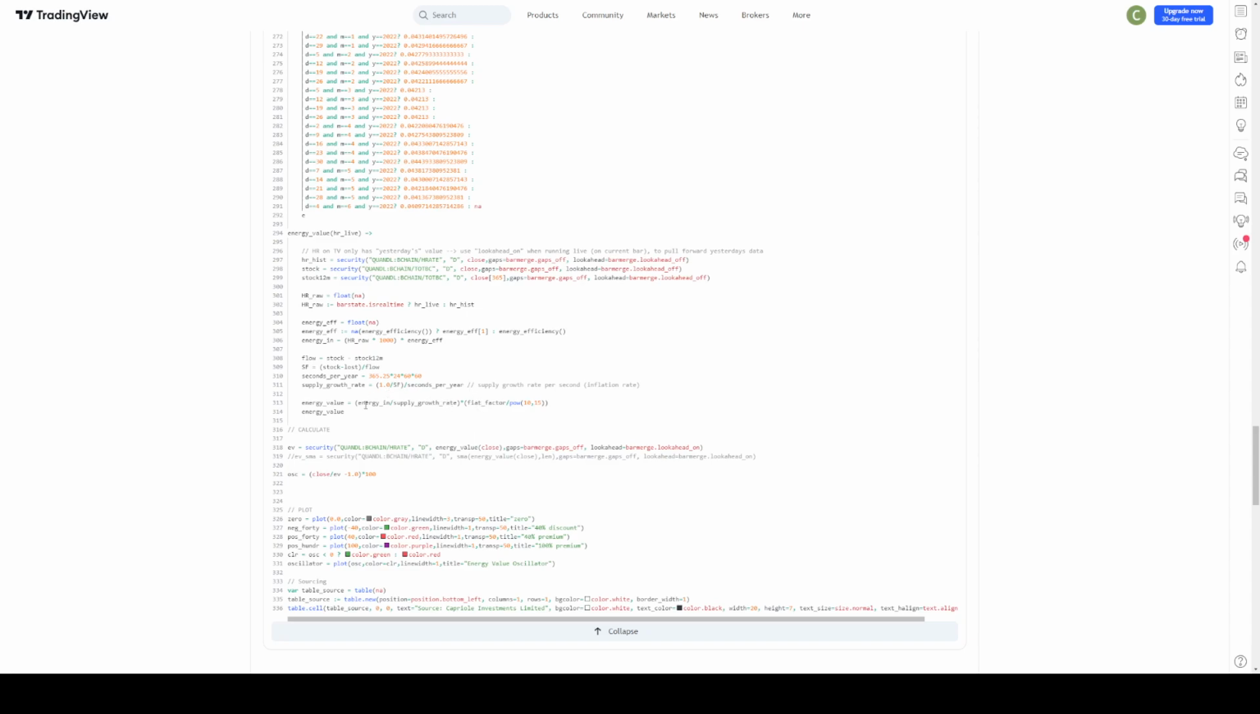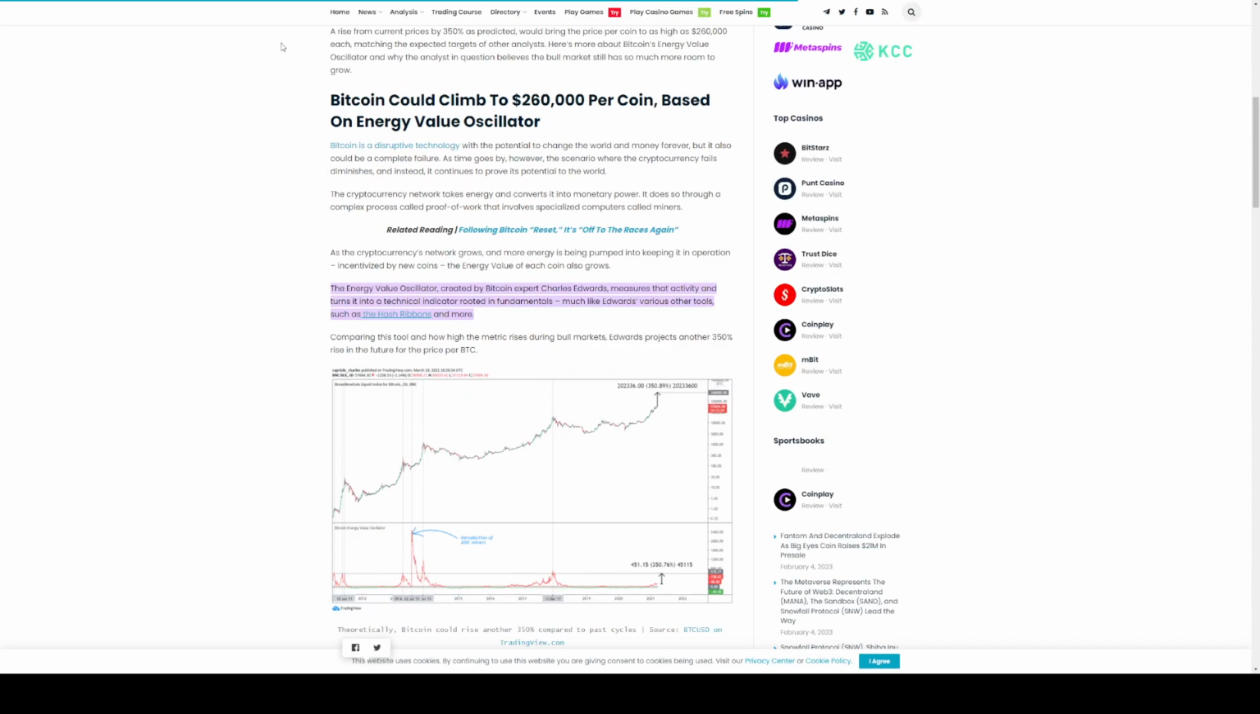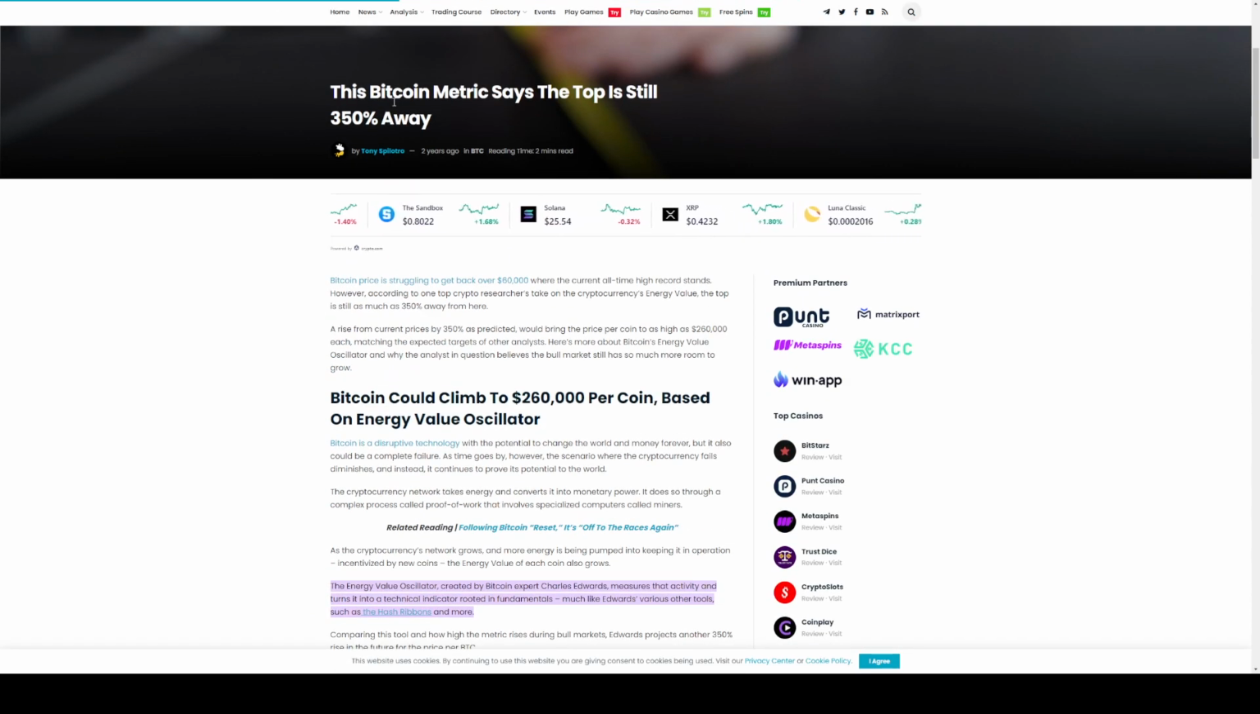So the energy value that they ultimately come upon is our energy in over our supply growth rate multiplied by a fiat factor. So that's more or less the code there. Again, I'll put a link to the code in the description, so you guys can play with this oscillator yourself. But I also wanted to point out this article right here.